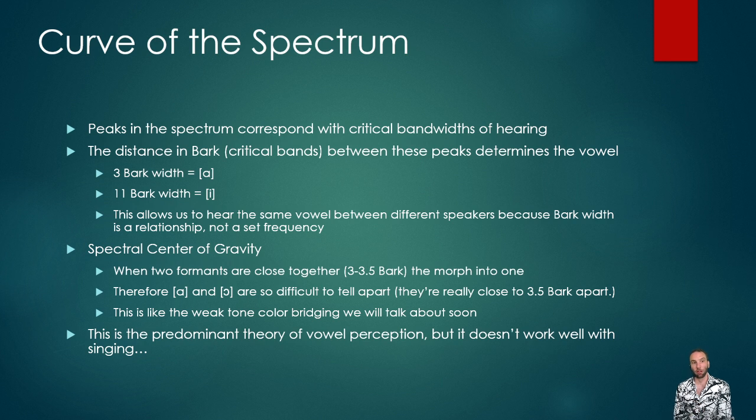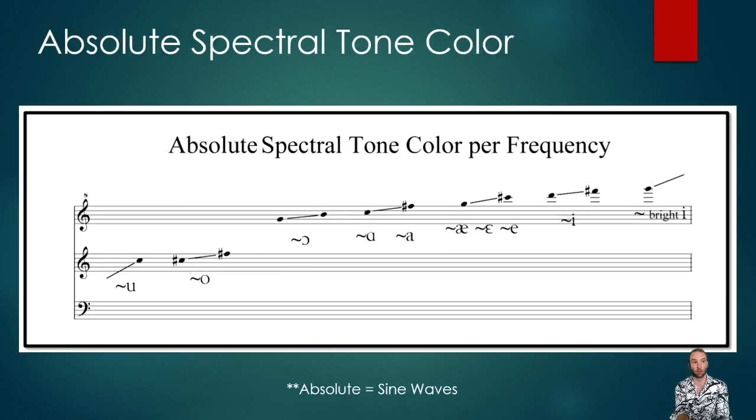So, while this works really well for speech and linguistics, we have to talk about this other concept of absolute spectral tone color in terms of singing in order to understand what we're doing. So absolute spectral tone color is the idea that a specific frequency has a timbre in and of itself.